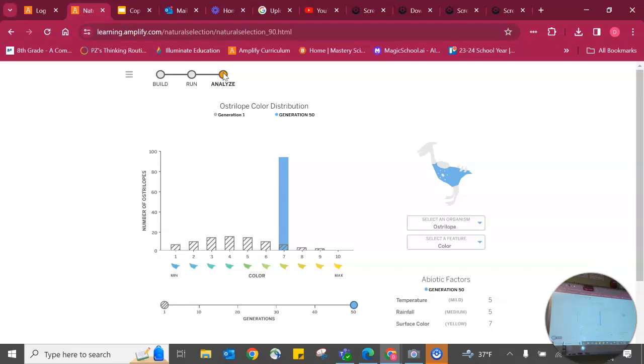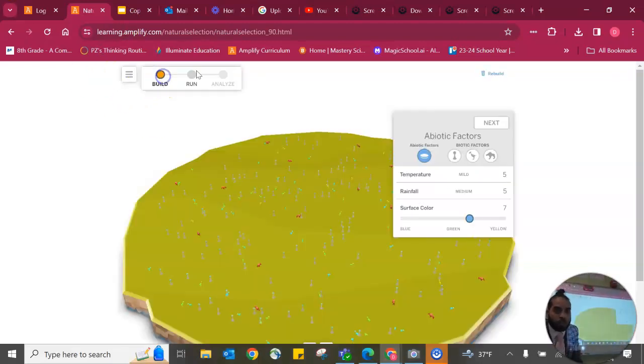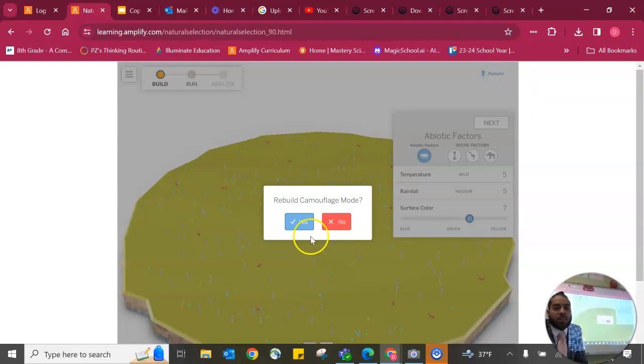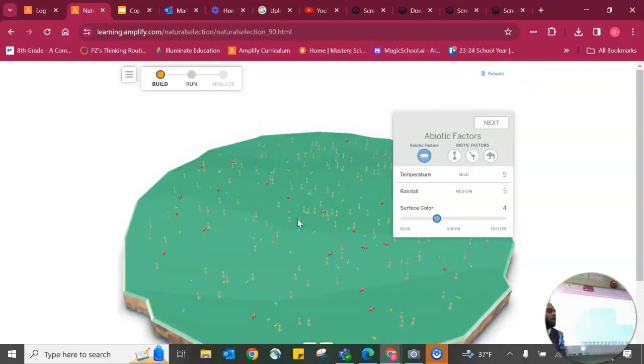All right, right now what I want you to do is we're going to finish up this last part and then we're going to discuss or report out all of this. Now, here's the difference. We're going to switch this up. Let's go back to the exact same build, but we're going to change it up a bit. In this case, we're going to run our camouflage sim again. We want to change our surface color back to yellow 7.